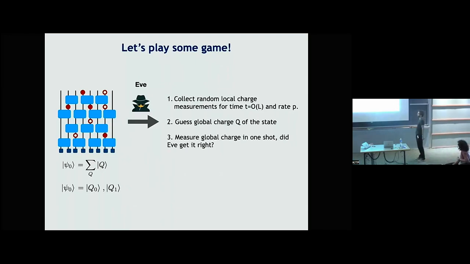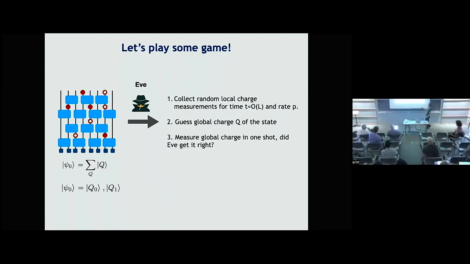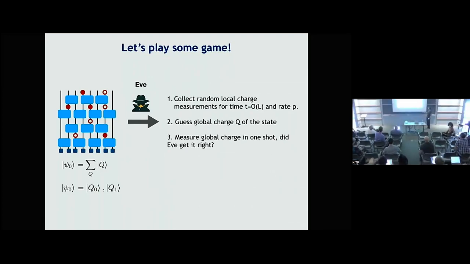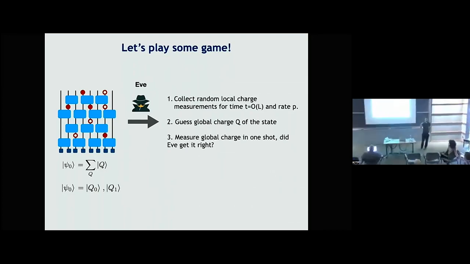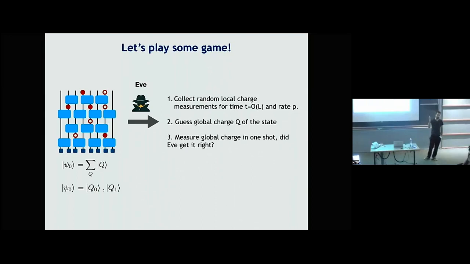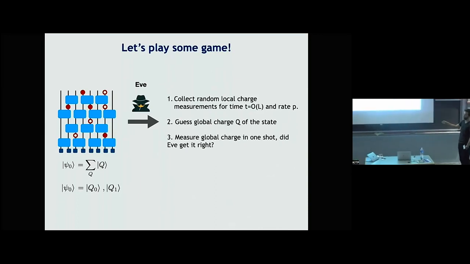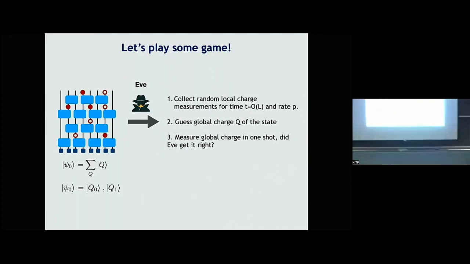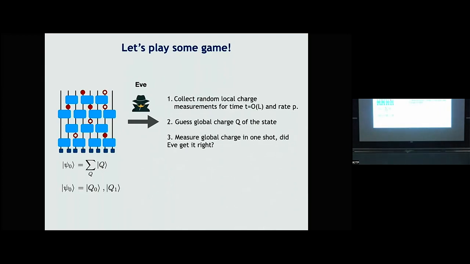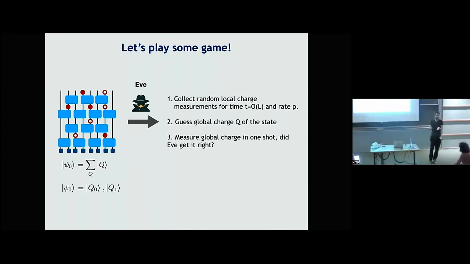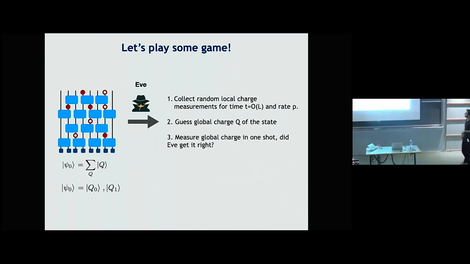No. So let's say in this case you have an initial state that has a definite charge, like Q0 or Q1. Let's say it could be L over 2, or half filling, or L over 2 plus 1, or something. And Eve is collecting measurement records. She measures locally whether there's a charge or not on each qubit. And from that measurement record, she should guess whether the state was at half filling or half filling plus 1. Okay? So that's the rule of the game.